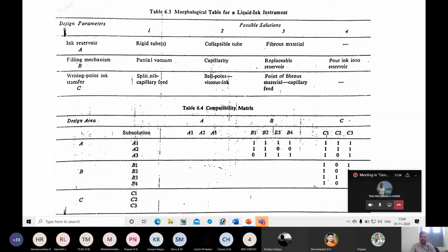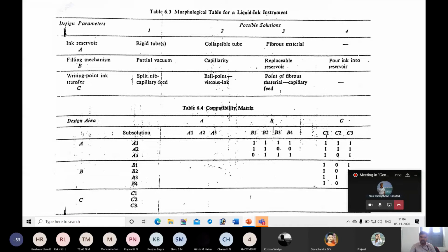Next, rigid tube A1, B2. That means rigid tube and capillarity, that is also possible. Rigid tube and replaceable reservoir is possible. Rigid tube and pour ink into reservoir is also possible. So possible means feasible. They are denoted by 1.